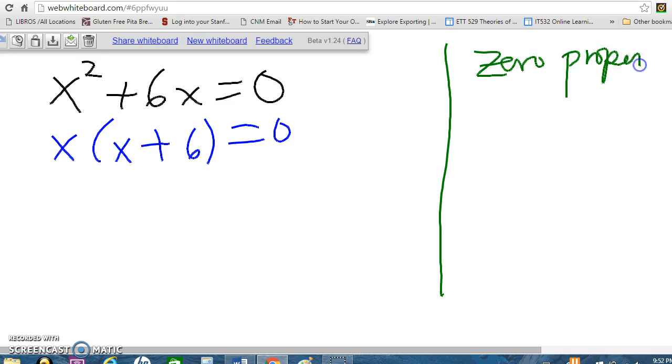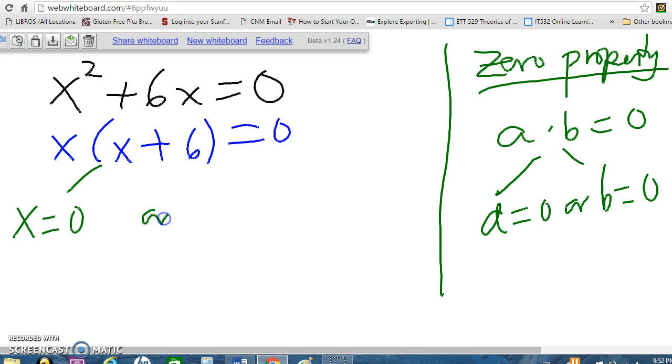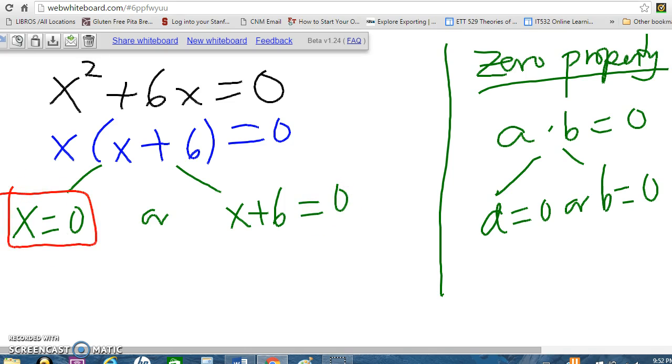The zero property just says that if you are multiplying two numbers, a and b, and they're equal to 0, then either a is equal to 0 or b is equal to 0. The same thing is going to happen here. We're going to have either x is equal to 0 or x plus 6 is equal to 0. X equal to 0, we cannot go farther than that, so we are done. And for the other one, we just need to solve that equation. So we have that x is equal to negative 6 when we subtract 6 from both sides. And that's how you solve that by factoring.